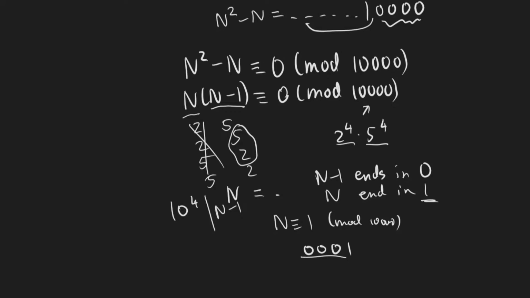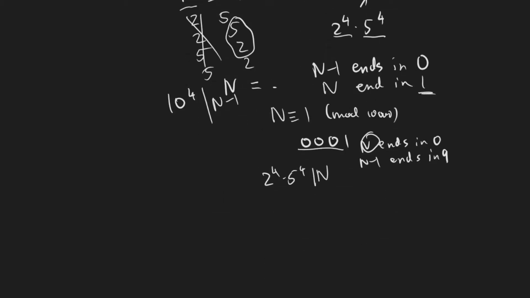If we go the other way and we assume that there was a 2 and 5 in n, then we would see that n ends in 0 and n minus 1 ends in 9, which means that all the factors of 2 and 5 would have to be in n, so 2 to the 4th times 5 to the 4th divides n, which means that n ends in 0, 0, 0, 0, since it would be congruent to 0 mod 10,000. This also doesn't work. So clearly, one of n and n minus 1 has all the factors of 2, and the other one has all the factors of 5.